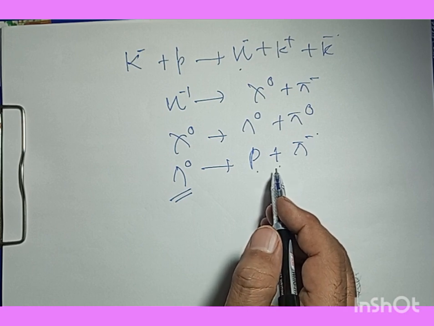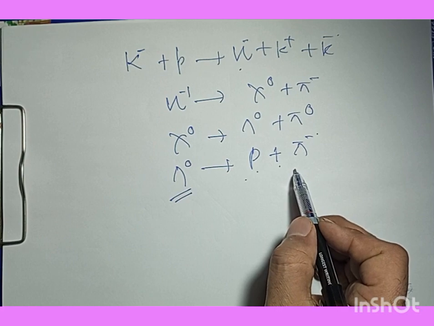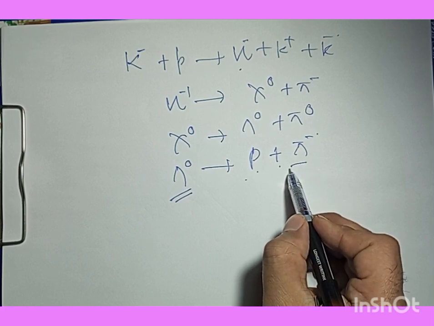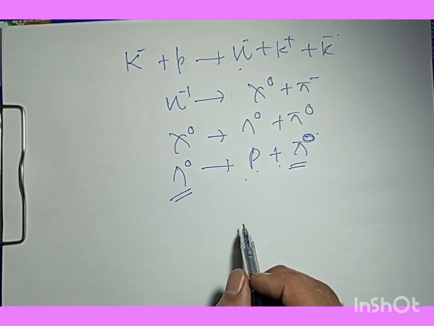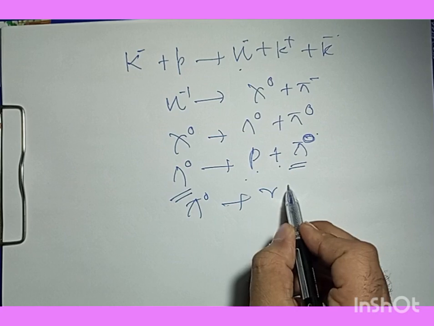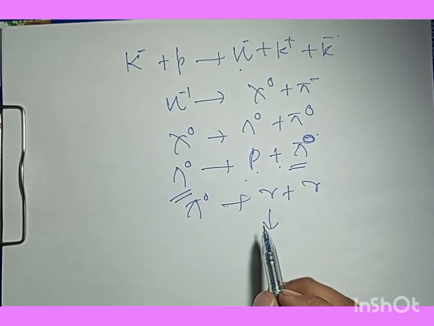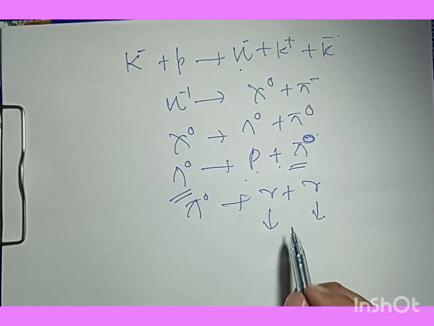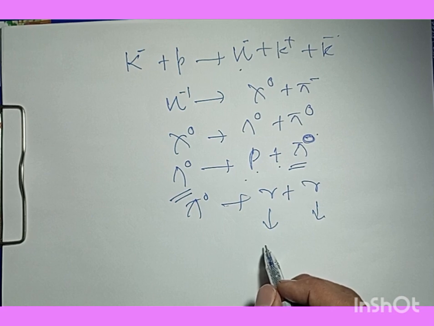And what happens here is that there is a further decay of this pi neutral into two gamma ray photons. So this pi neutral decays into gamma and gamma. And each gamma ray photon here is converted to an electron and positron after interacting with matter.